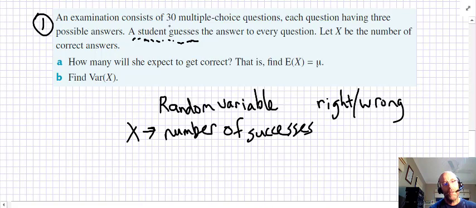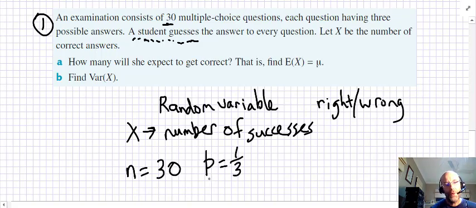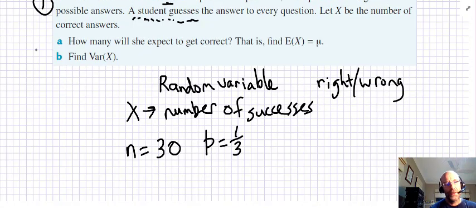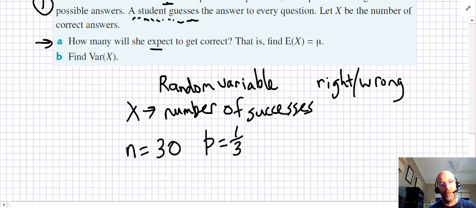Now, from here we can see that n, the number of trials, is the number of questions, and it's 30 of them. If it's purely by guessing, on an individual question the probability of success, little p, is 1 in 3, or a third. So we have n and we have p. That's good news. Answering the question quickly now: how many will she expect to get correct?